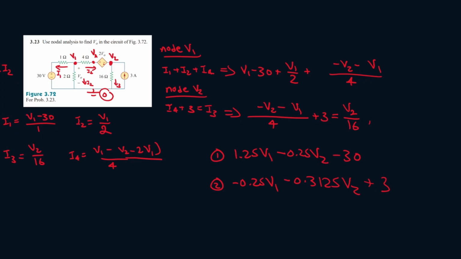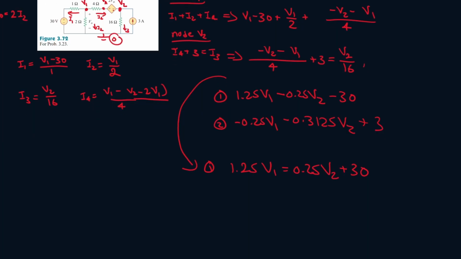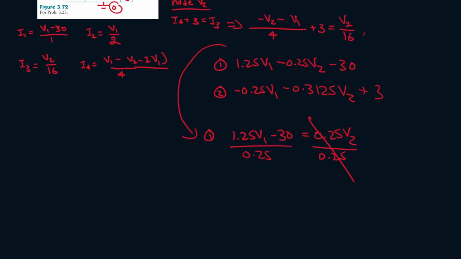Alright, so now let's take this one, and then let's isolate for V1. So let's bring everything to the other side. Actually, let's isolate for V2. It doesn't matter which one you isolate first, but I think isolating for V2 will make it easier. So that means we just bring V2 to the other side. So it'll be 0.25 V2. Divide both sides by 0.25. This and this cancel out. So this gives us 5V1 minus 120 equals V2.